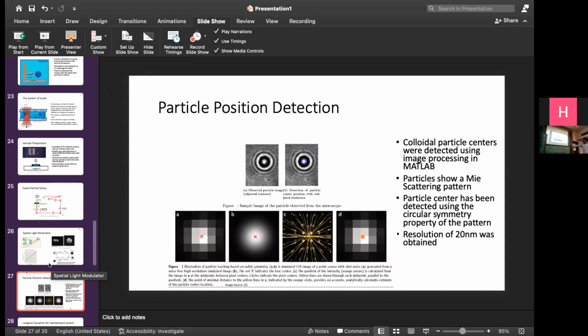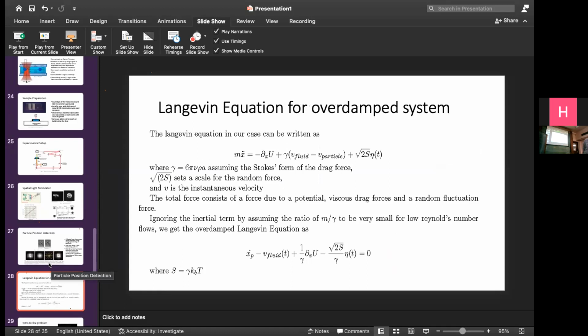From the intensity pattern, we will get a Gaussian kind of shape, and if we fit a Gaussian on top of it, then we will get a subpixel accuracy of where my particle is. So that will give me an accurate measurement of where the particle is, and I can write this as a Brownian system inside water. I'm putting a micrometer-sized, lightweight polymer particle.